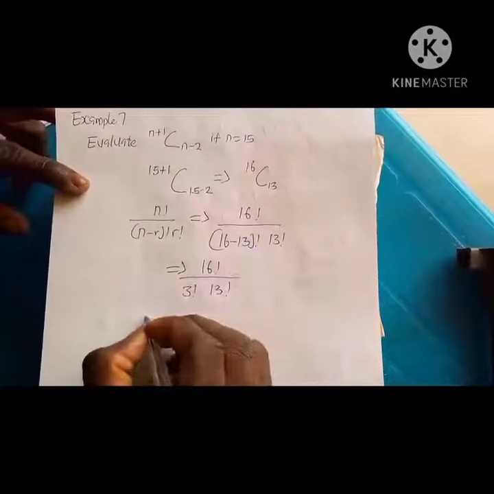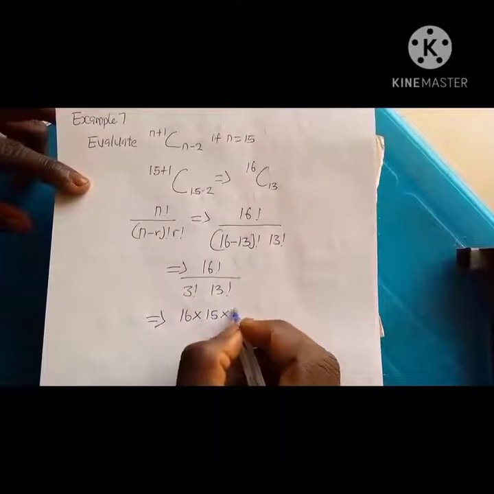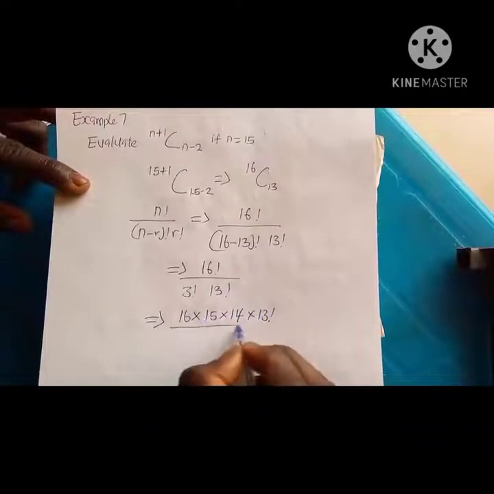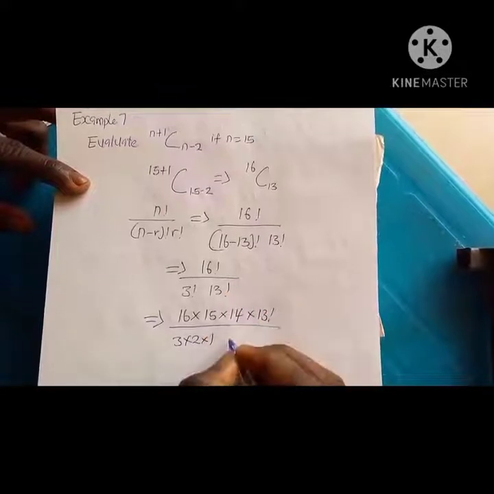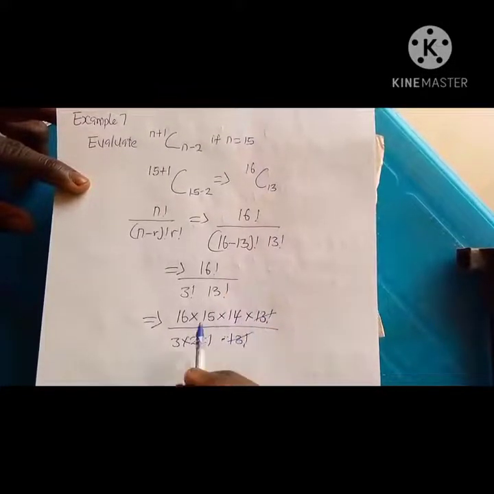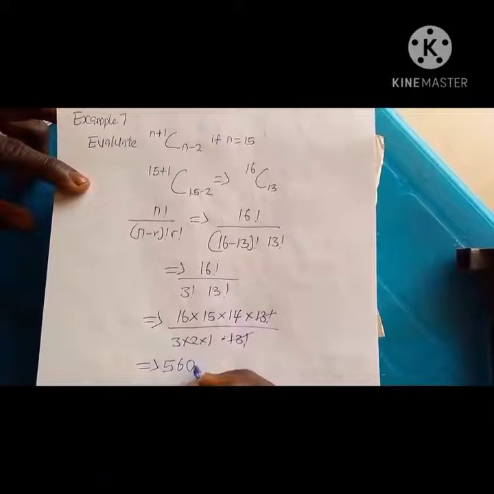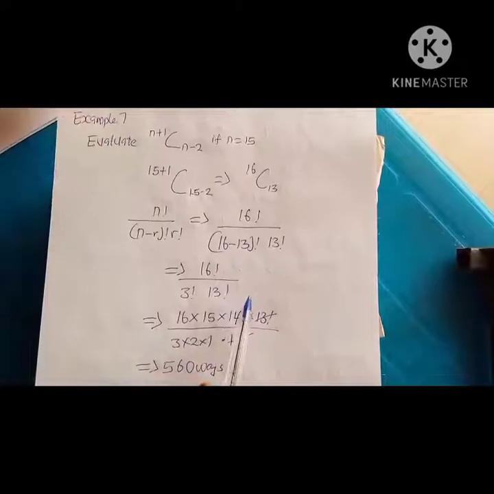So this is very simple to address. 16 multiplied by 15 multiplied by 14 multiplied by 13 factorial, because we are having 13 factorial at the bottom, and this is 3 times 2 times 1, then we multiply by 13 factorial. So this will cancel this. When you multiply this divided by this, now you are going to have 560. It's very simple to address. When you have questions like this, just go for it.